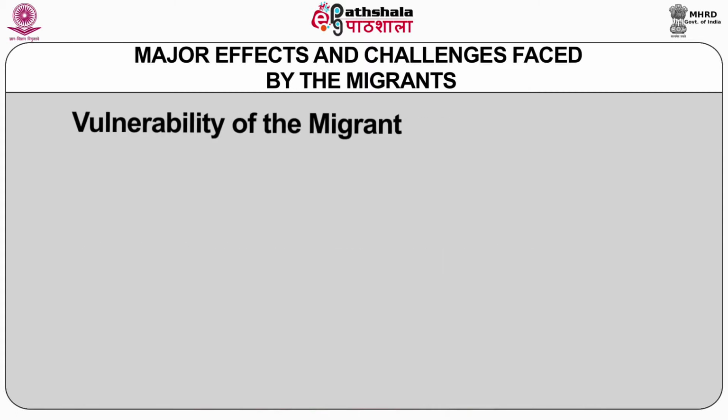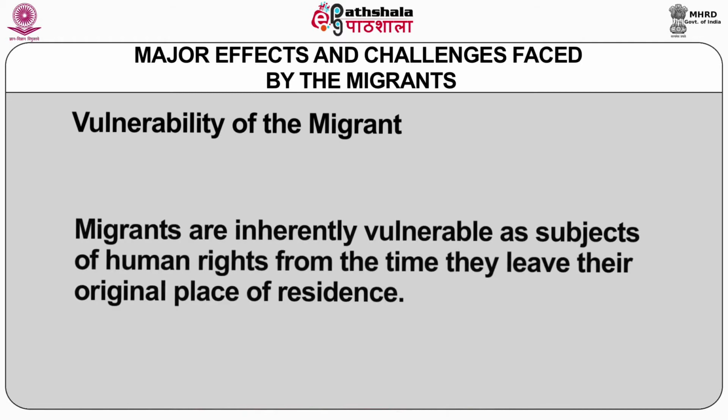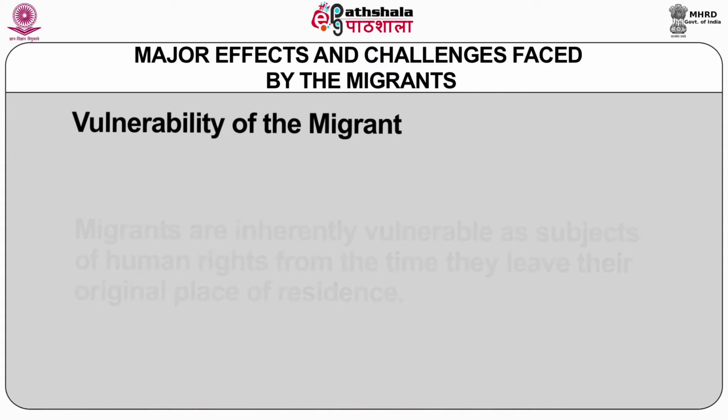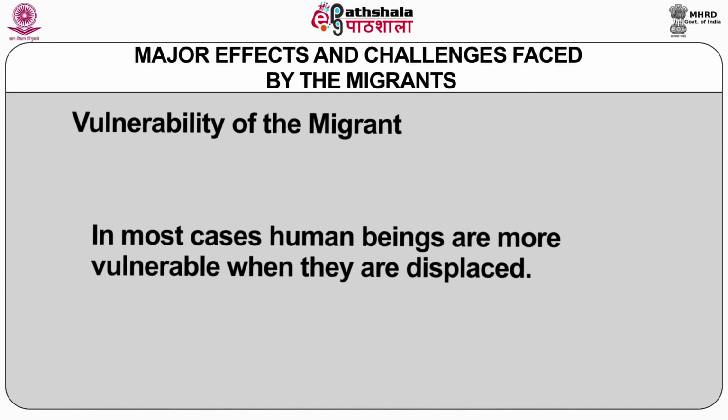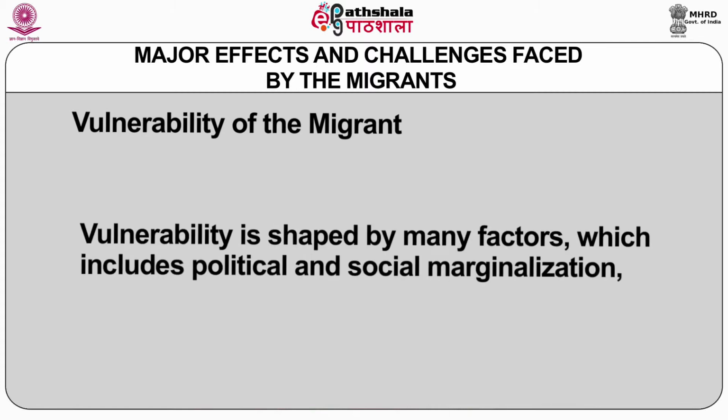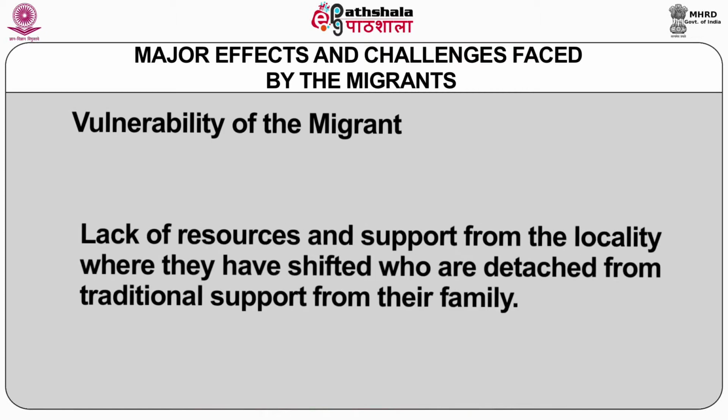So what are the vulnerabilities of migrants? Migrants are inherently vulnerable as subjects of human rights from the time they leave their original place of residence. In most cases, human beings are more vulnerable when they are displaced. Vulnerability is shaped by many factors. It includes political and social marginalization, lack of resources and support from the locality where they have shifted, or being detached from traditional support from their family.